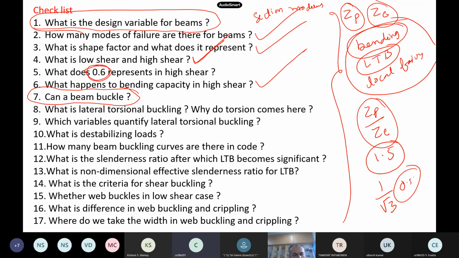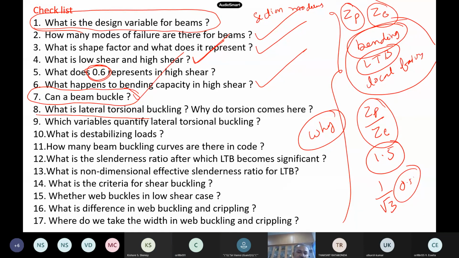Now, can a beam buckle? Yes, sir. Why? See, if somebody asks you why a beam buckles, because of compression flange. Compression, tension, so that is very good. So anything in compression can buckle.